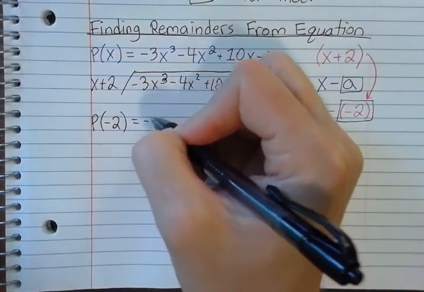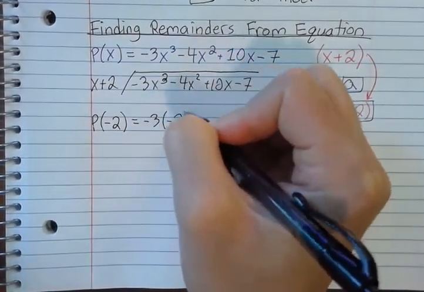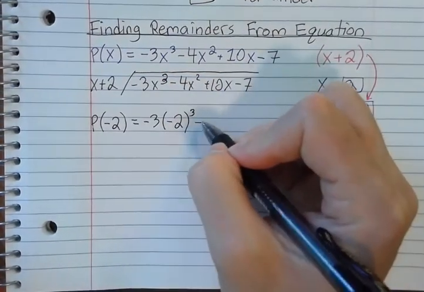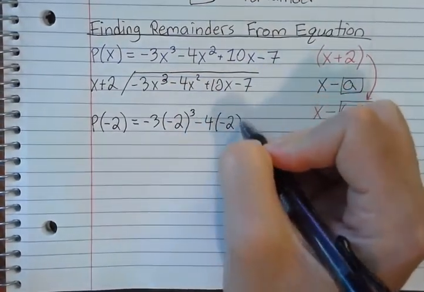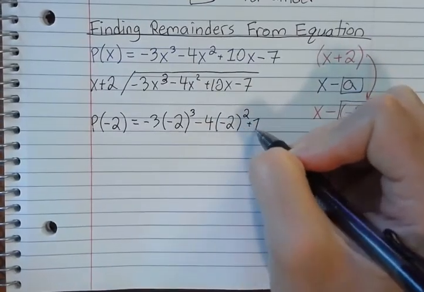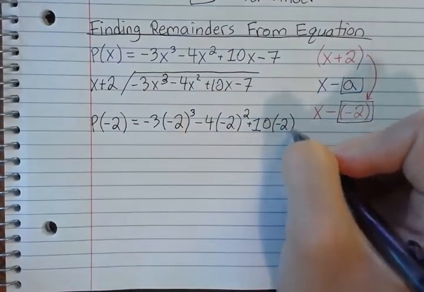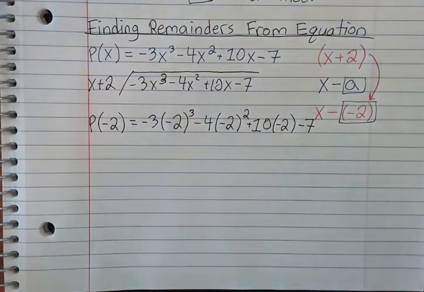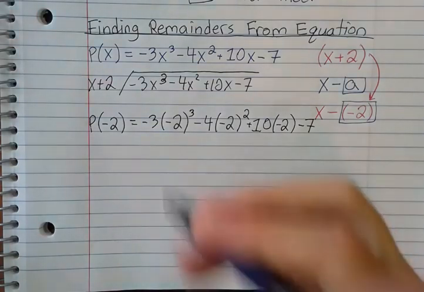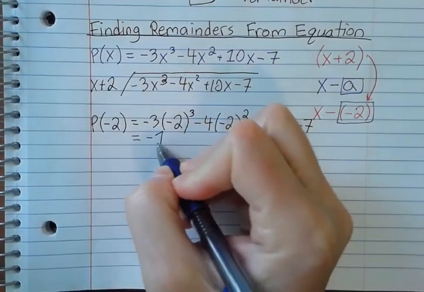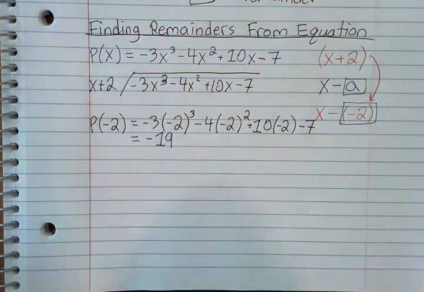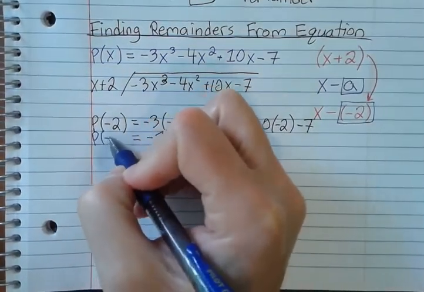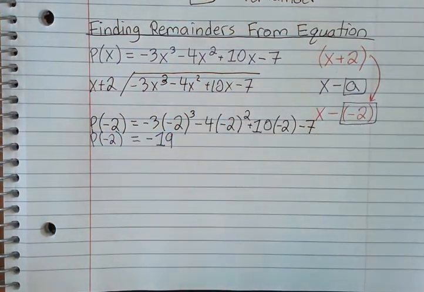And that would mean it would look like negative 3 times negative 2 cubed minus 4 times negative 2 squared plus 10 times negative 2 minus 7. If I take everything on the right side of that equation and put it into my calculator, I would get that the answer would be equal to negative 19. And that means that p of negative 2 is equal to negative 19.